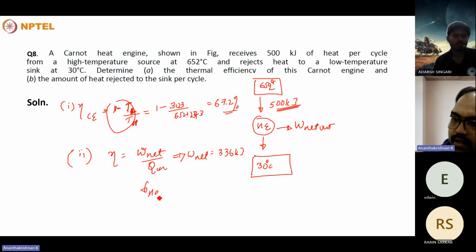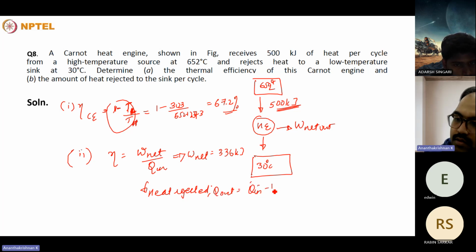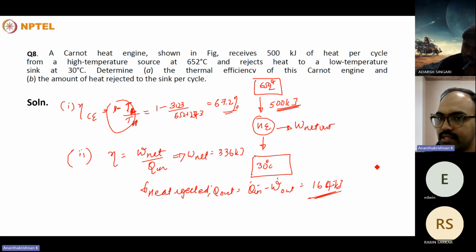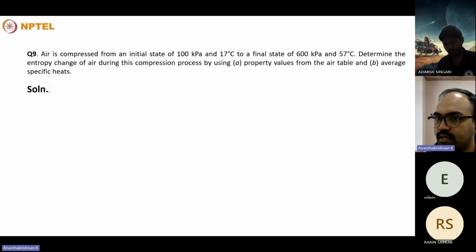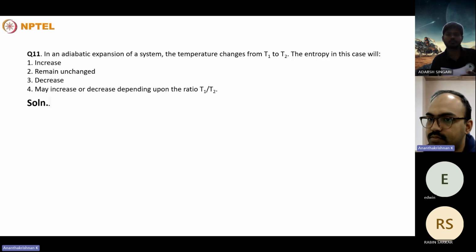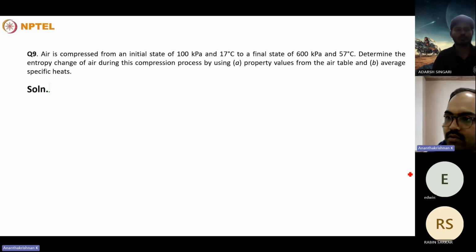And the heat rejected, Q out, is Q in minus work out. So that will be equal to 164 kilojoules. Straight away you can calculate. Yeah, I guess it's straightforward. Now we can move into the next problem, because we need to finish within another 15 minutes. I have a couple of problems as well. So yeah, just look into it.